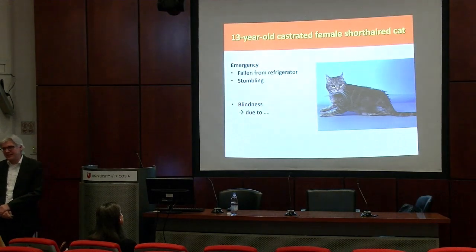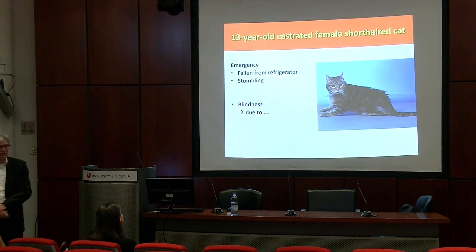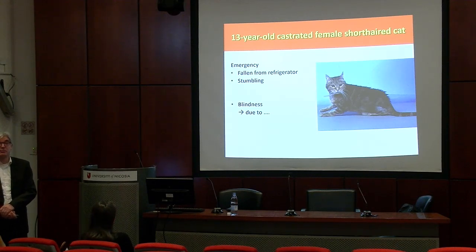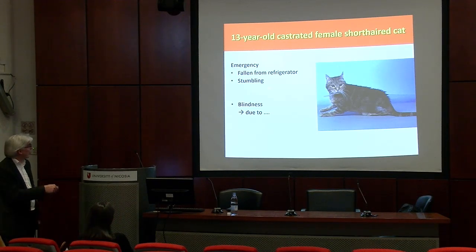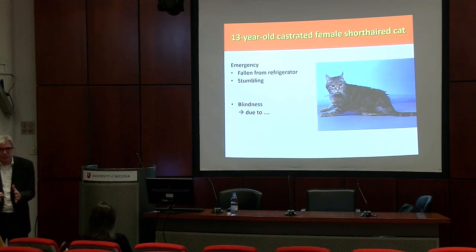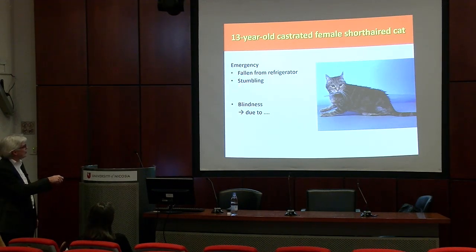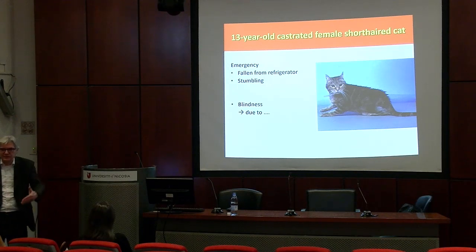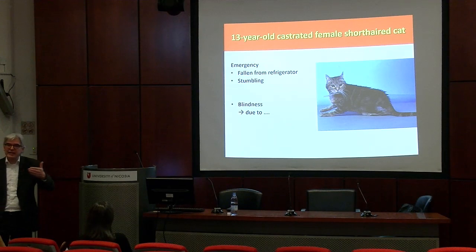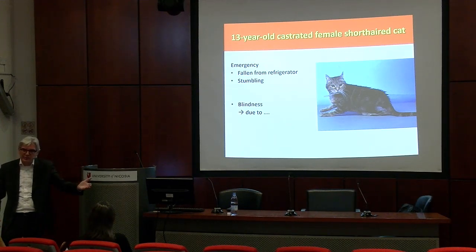And a second case, a little bit more complicated than the first one. Also a cat that was referred to our department as an emergency case. According to the owners, the cat had fallen from the refrigerator because the cat was not very stable with walking, and the cat was stumbling quite a lot. So again, if you combine this, it looks like a cat with muscle weakness. And if it is muscle weakness, then we have to look for hypokalemia.